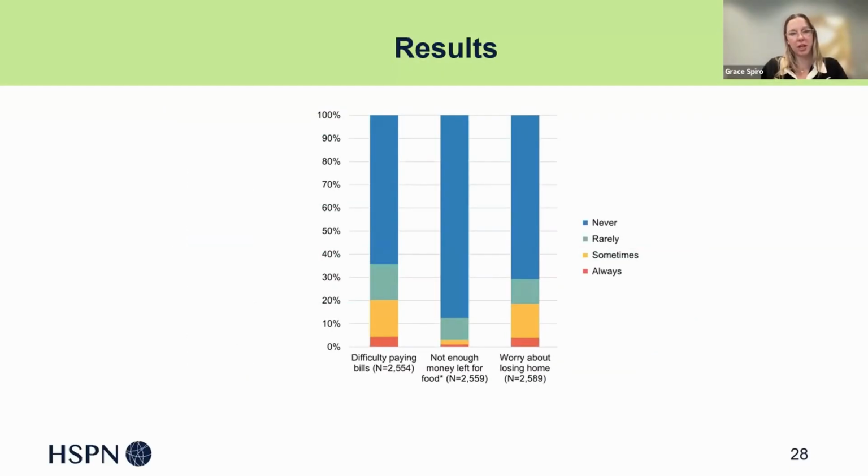There were 3 socioeconomic status indicators used in this study. Difficulty paying bills was used, and we also referred to that as income security, having enough money left for food, or food security, and finally, worrying about losing your home, or housing security.